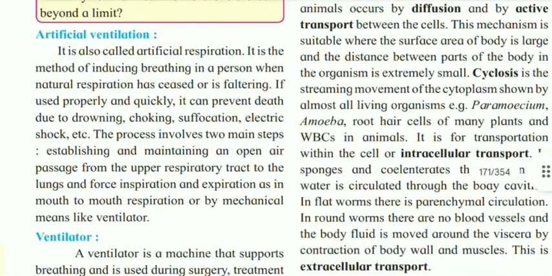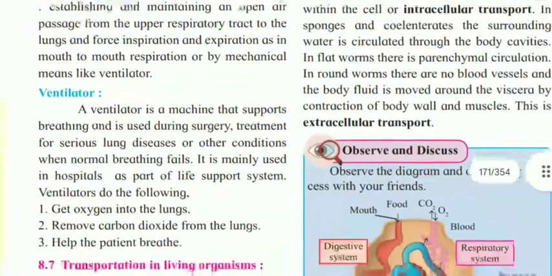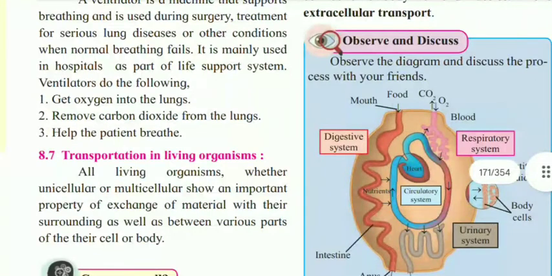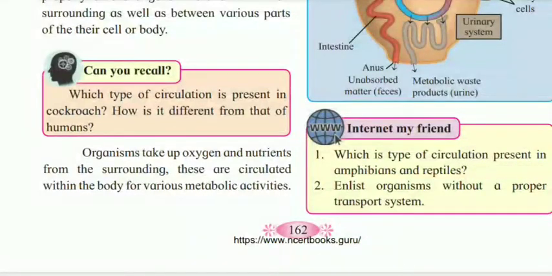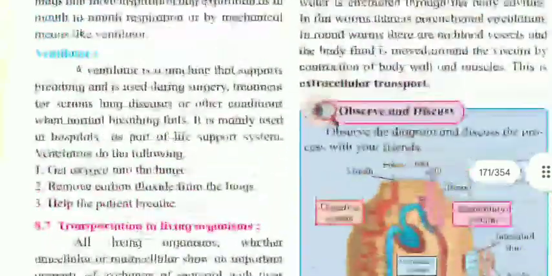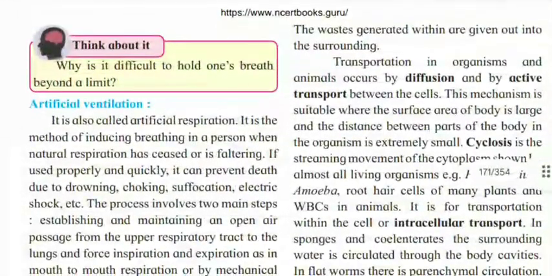Now we'll move to transportation in living organisms. All living organisms, whether unicellular or multicellular, show an important property of exchange of material with their surrounding as well as between various parts of their cell or body. Organisms take up oxygen and nutrients from the surrounding. These are circulated within the body for various metabolic activities. The waste generated within is given out into the surrounding.